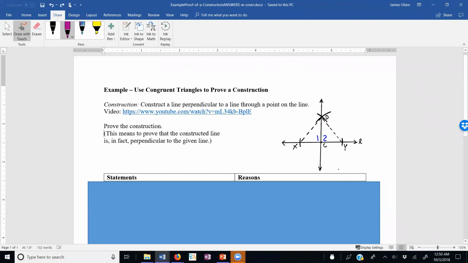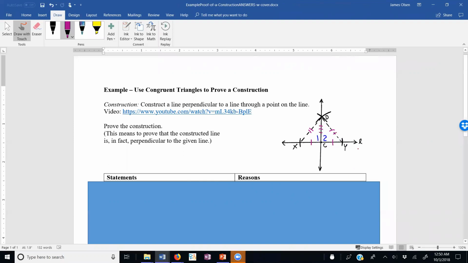Okay, so let's see what we have congruent. We have this segment CY congruent to this segment CX by construction because this was the same radius. I have this segment up here congruent to this segment here because that was the same radius. And I have this segment congruent to itself.